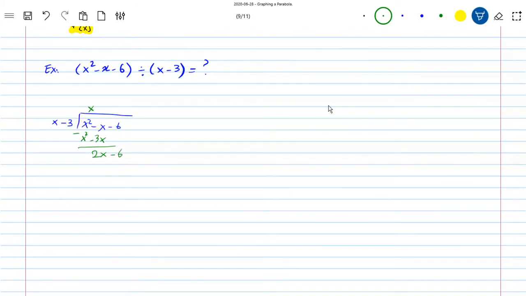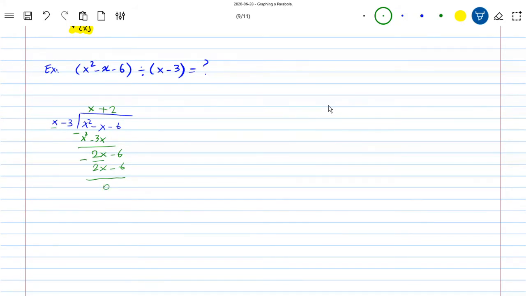So now I compare x and 2x. What do I multiply into x to get 2x? Positive 2. So positive 2 times x, I'll get 2x. Positive 2 times negative 3 is minus 6. Subtract from each other. 2x minus 2x will cancel out. Negative 6 minus negative 6 is 0.